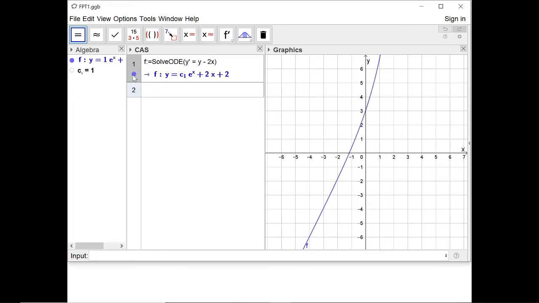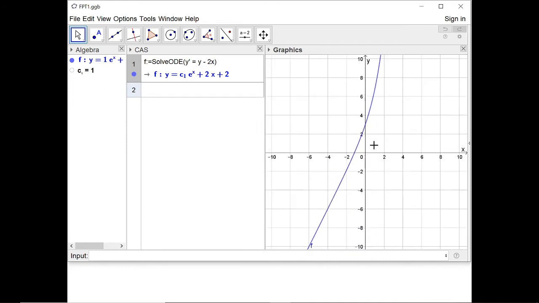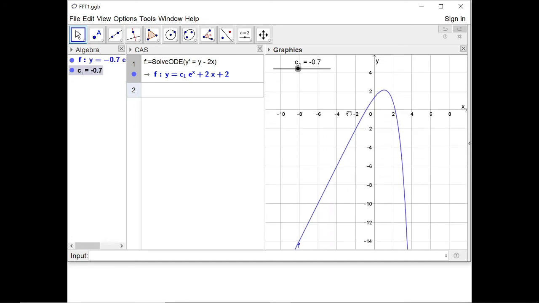Now I can click on that in order to plot it in my graphics window. Just going to zoom out a little bit there. And I can add in the slider for c1 so that I can vary the constant and see these as a solution family. Now, in terms of an asymptote, it looks down here as if the curve is starting to approach a straight line regardless of the value of my constant c1. So I need to think about what that asymptote might be.